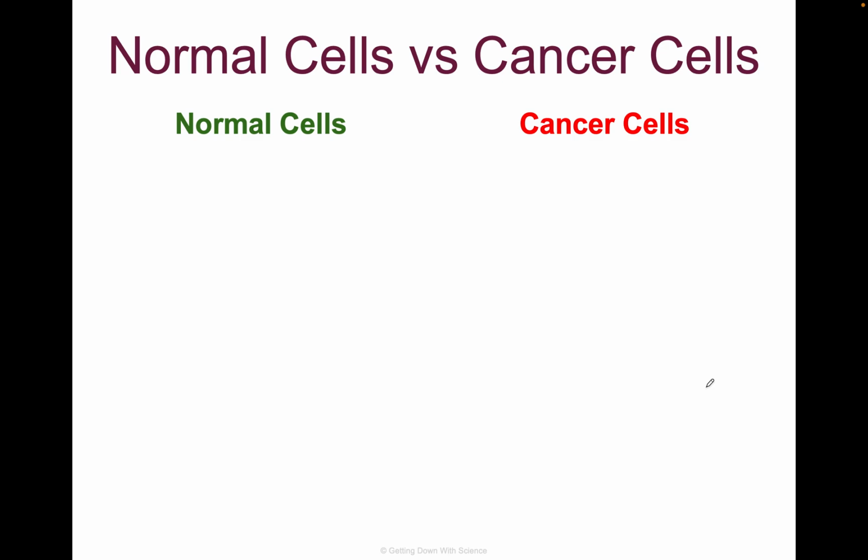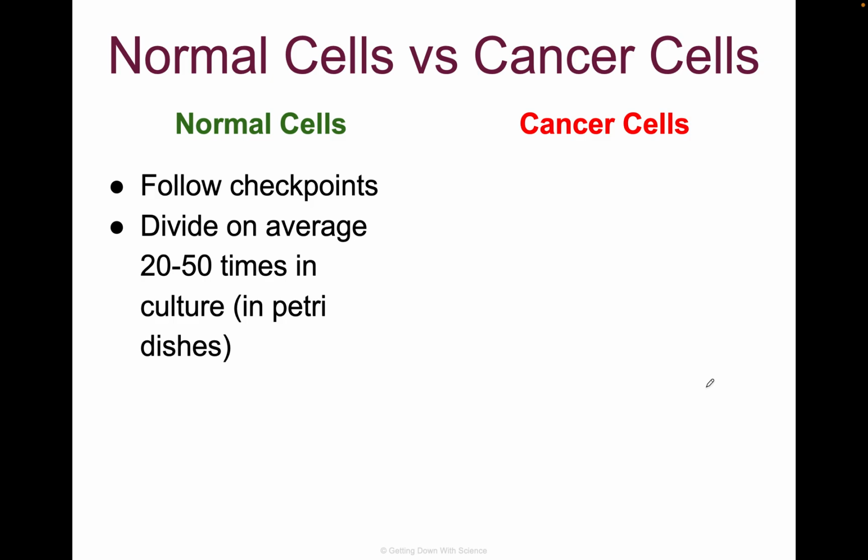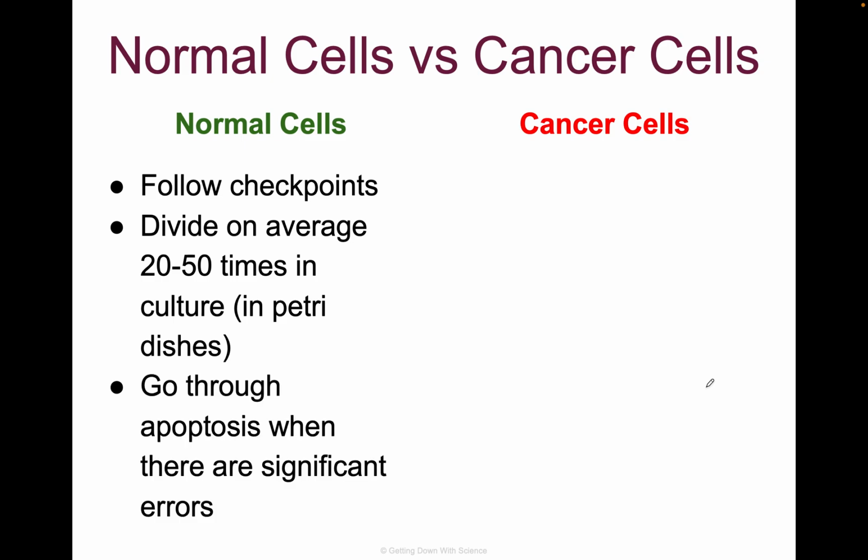So there are some differences between normal cells and cancer cells. Of course, normal cells follow checkpoints. They divide on average 20 to 50 times in culture, some less, some more. They go through apoptosis when significant errors occur. So if significant errors occur, the cell has a way to fix that by sort of removing itself from the equation. Cancer cells don't follow checkpoints.